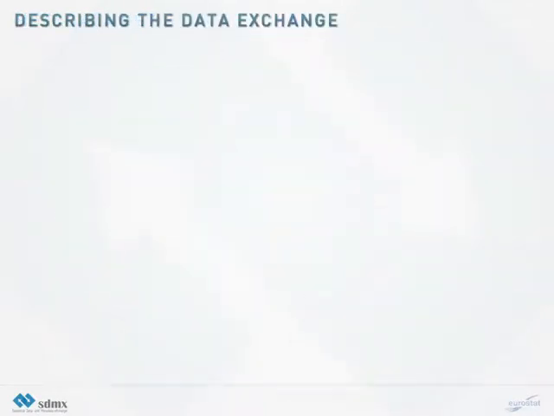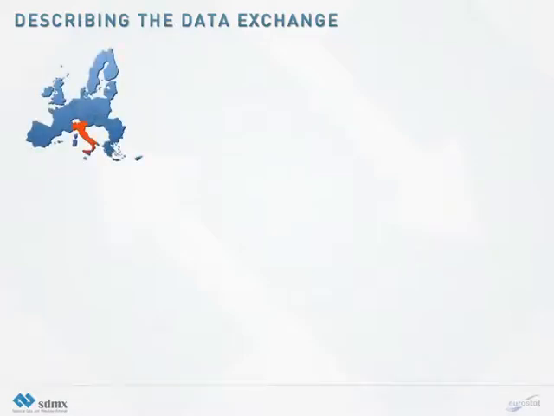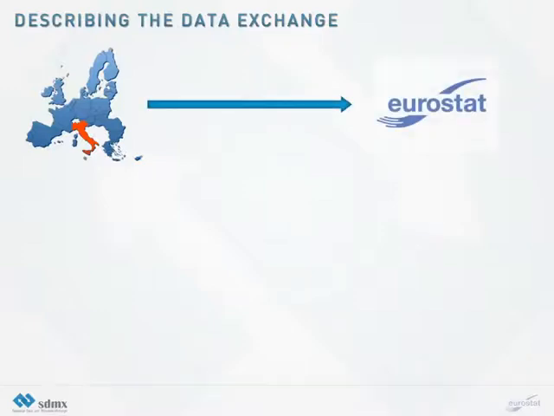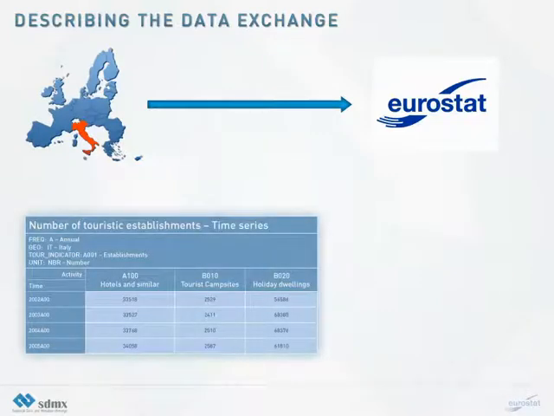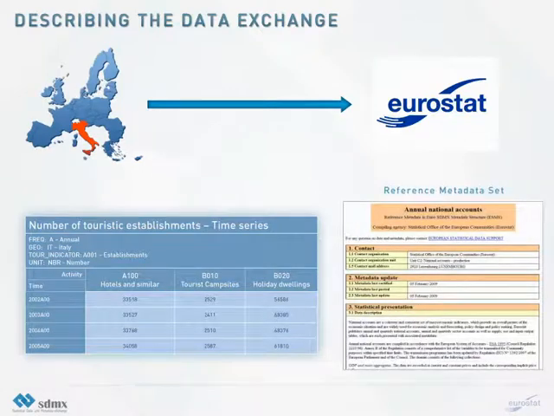Let's go back to our first example. Italy wanted to exchange statistical data and the corresponding methodological notes with Eurostat. What did we achieve so far? We described the statistical data to be exchanged with the concepts and code lists, building a DSD, the data sets that need to be exchanged, and the additional notes with the MSD and metadata sets.